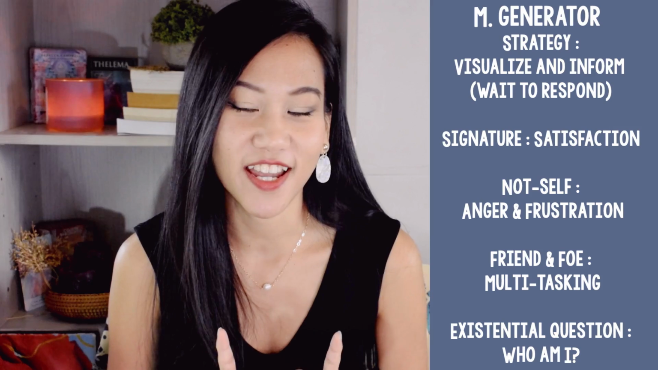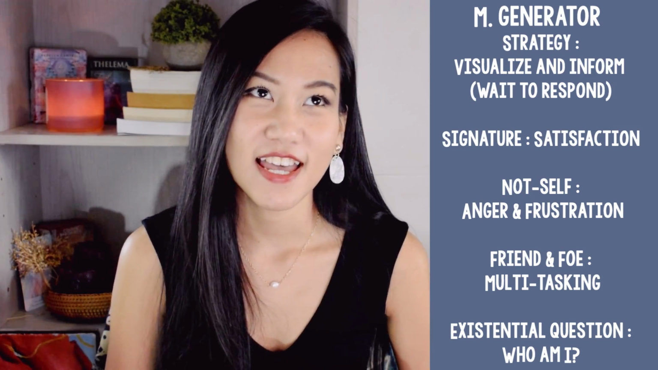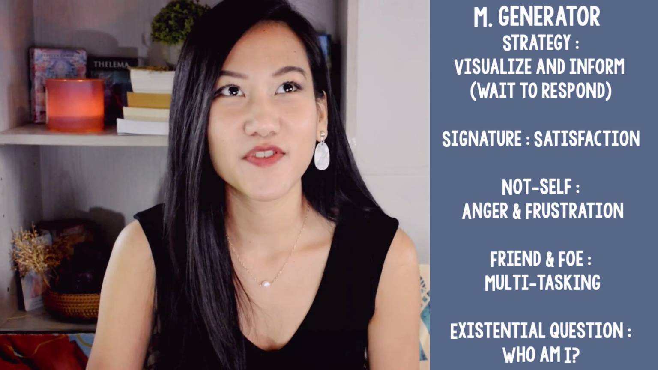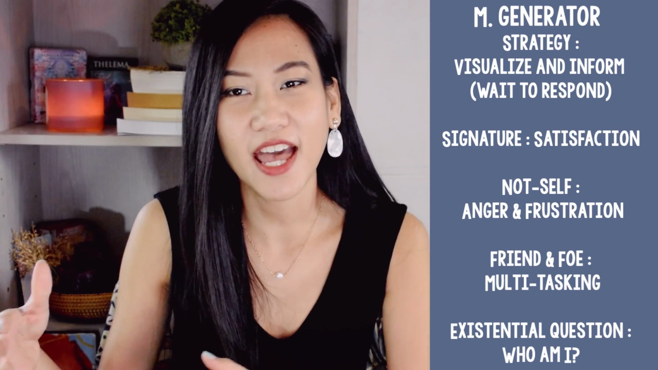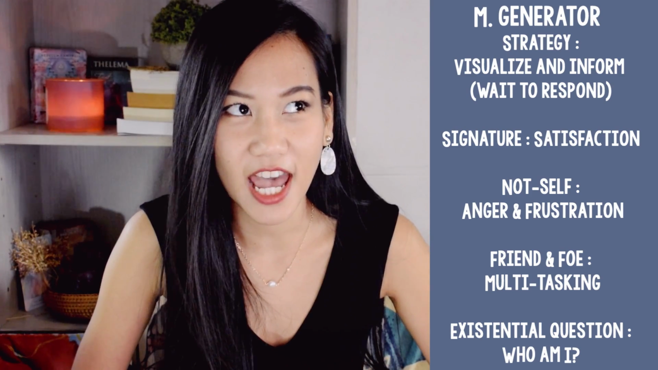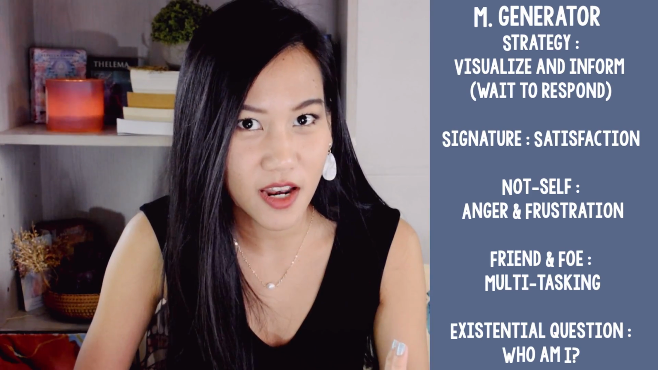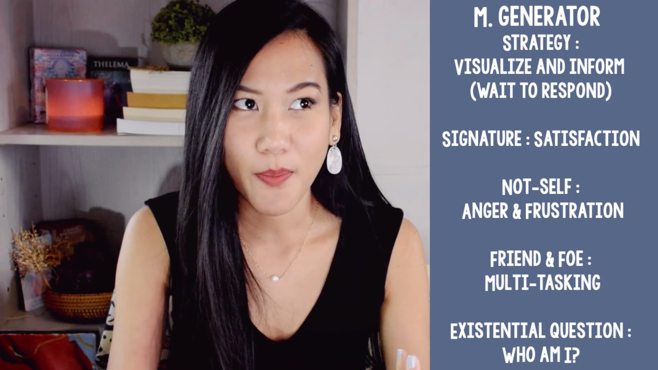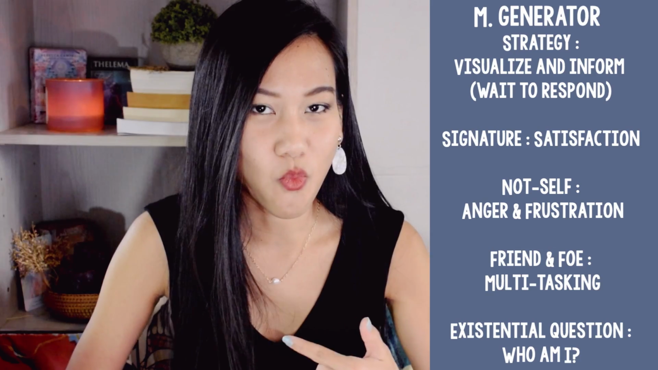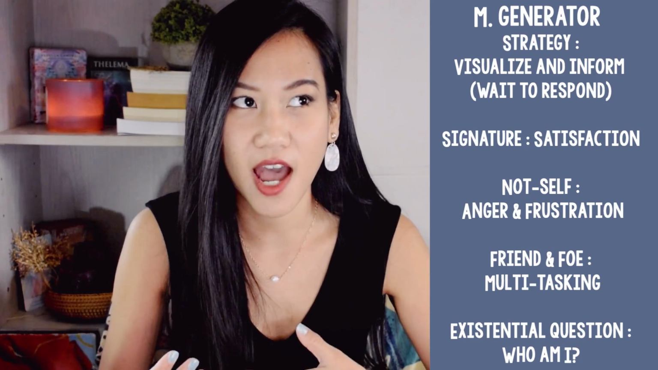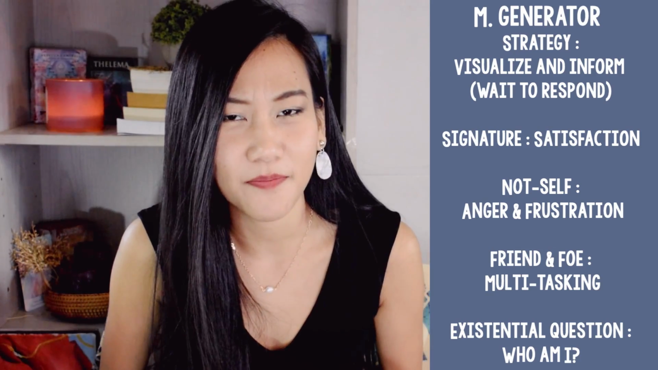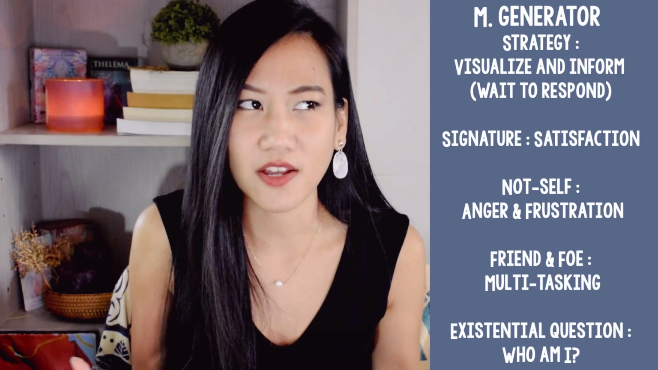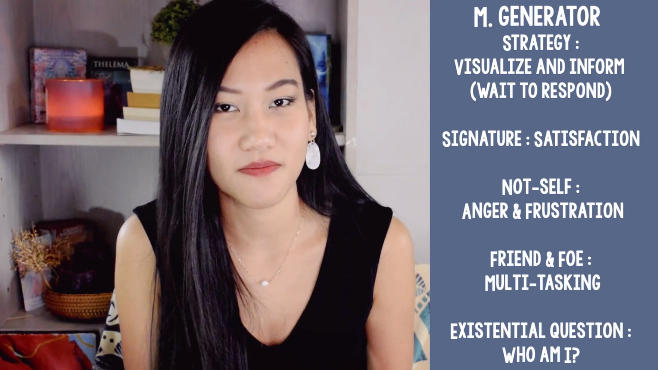This is very interesting, I think, with the manifesting generator. You see, manifesting generators have a defined sacral, plus they have a motor connected to the throat. So they have the ability to initiate something in the world, but they also have that consistent energy that operates in cycles every day. So this means that they're able to actually do many things at the same time.